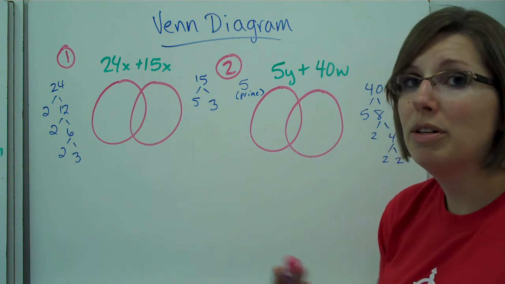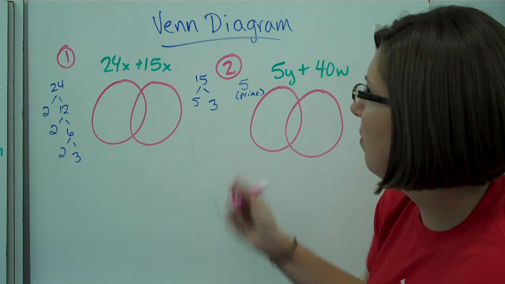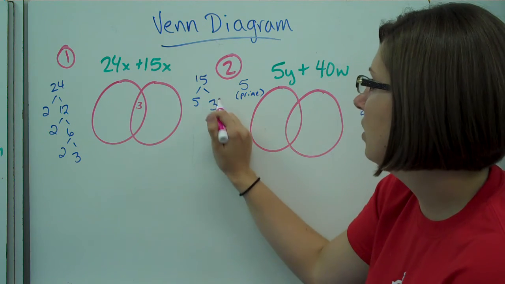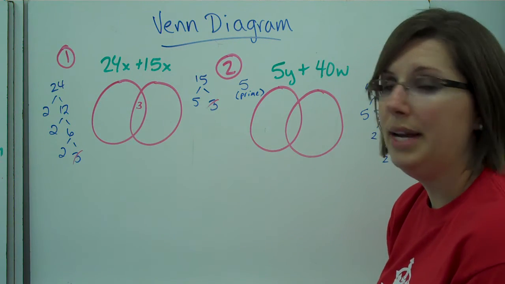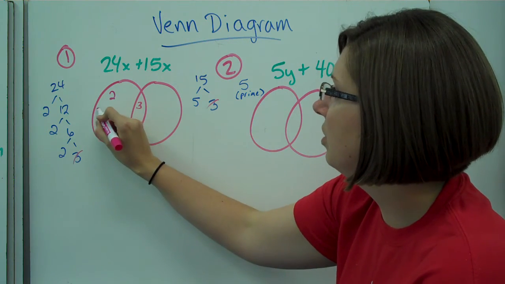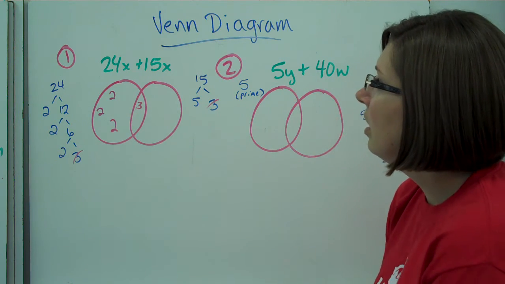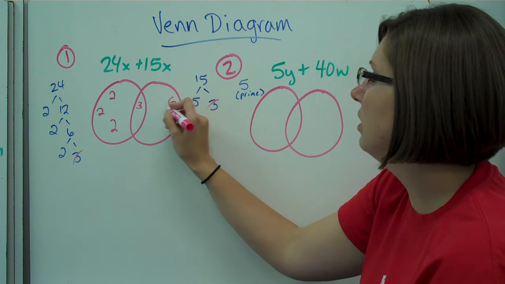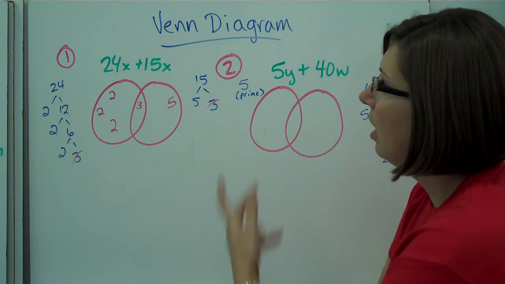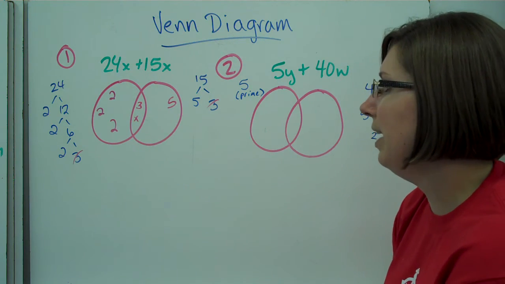So let's start with the numbers first. 24 and 15. Looks like they both have a 3 in common, and that's it. So I used their 3s already, and now let's just write the remaining factors that they don't have in common. 2, 2, and 2, and then 5 is what's left over. That's just the numbers. Let's look at the variables. Okay, they both have an x in common, so I'm going to put that on the inside.